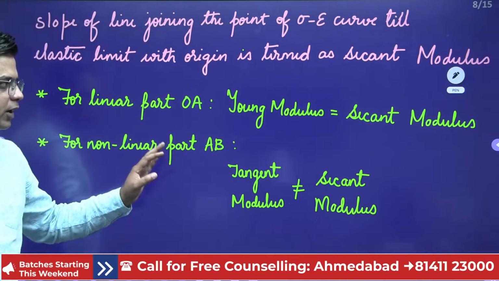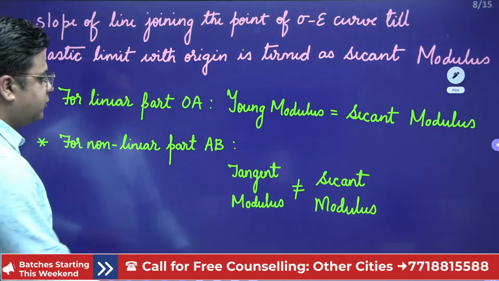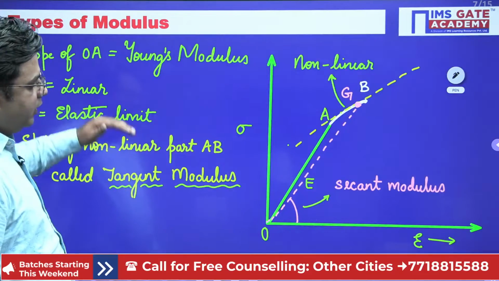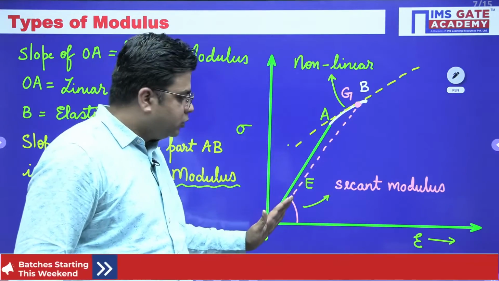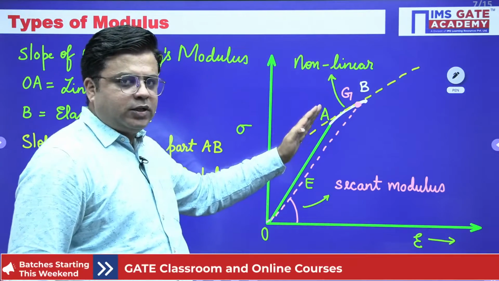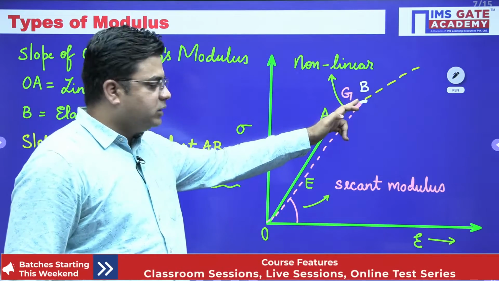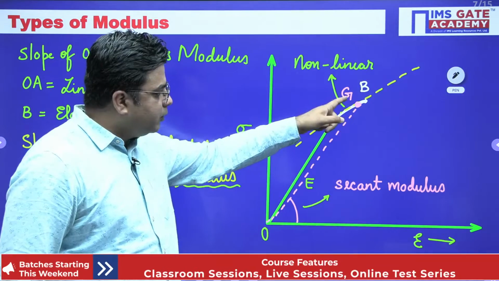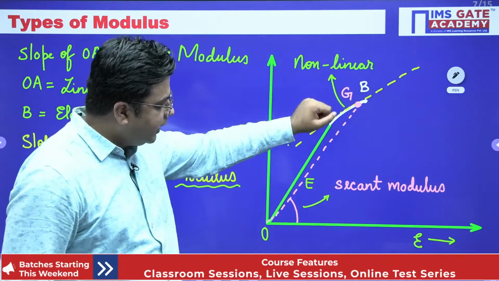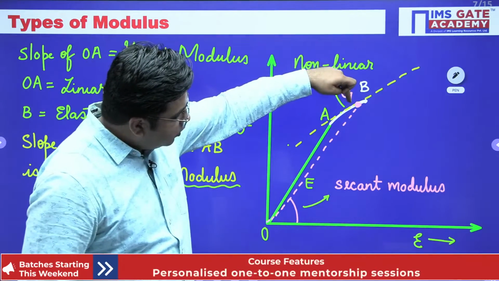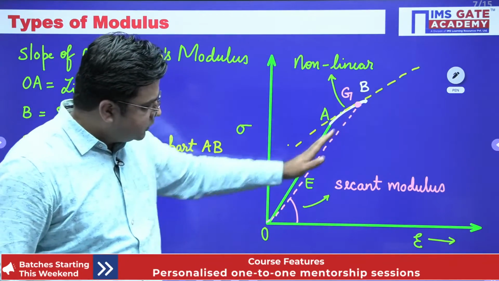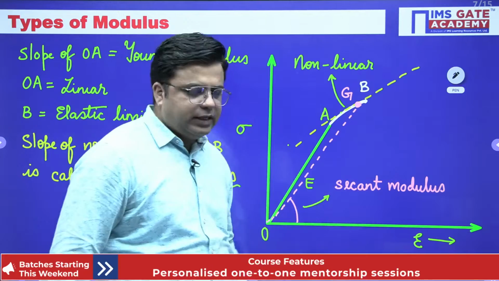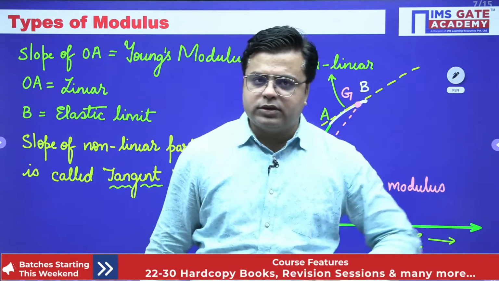Okay, so I hope you have understood all the three varieties of moduluses that we have: Young's modulus, tangent modulus, and the secant modulus. The slope of OA is Young's modulus, the slope of non-linear AB is the tangent modulus, and the slope of the line joining the point up to the elastic limit with the origin is termed as the secant modulus. So I hope this is clear to you.